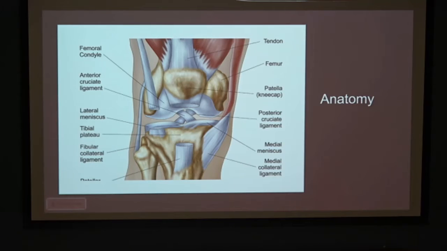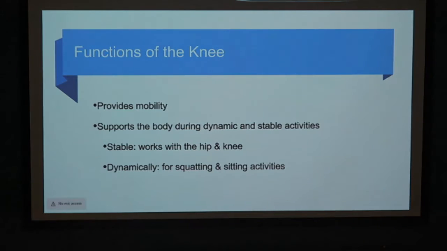Okay. So basically that tells you why the knee joint is one of the most complex in the body. All right. So what are the functions of the knee? We're going to go over just very basic things, as we all pretty much know what our knee does for us, but just to hit on those topics. It provides us with mobility, of course, helps us to move. It supports the body during dynamic and stable activities. So stable activities, the hip and the knee work together. And also, not listed here, but of course, your ankle and your knee work together. And then dynamically for squatting and sitting activities, and of course, your walking.